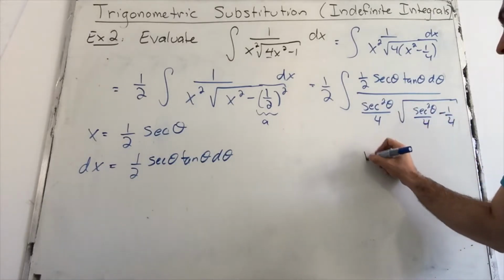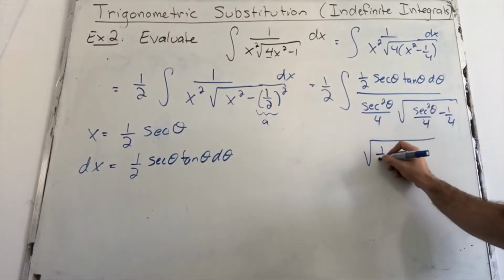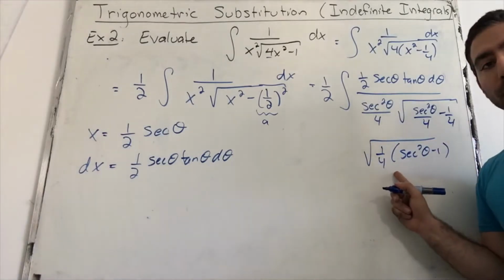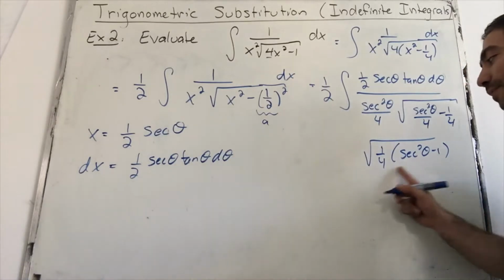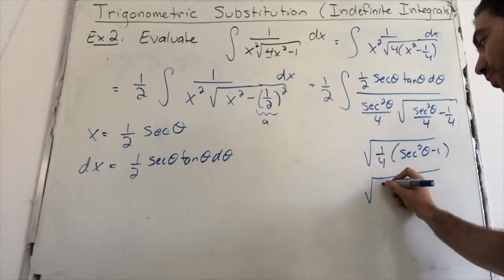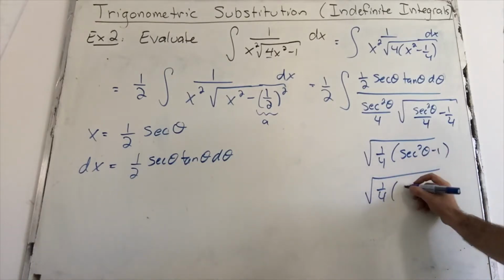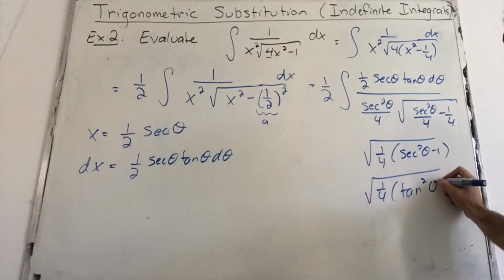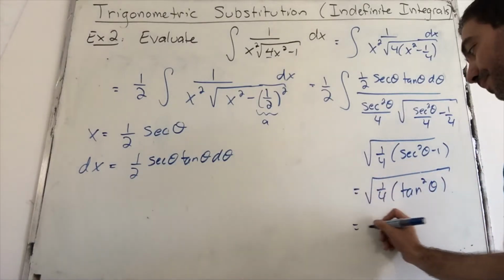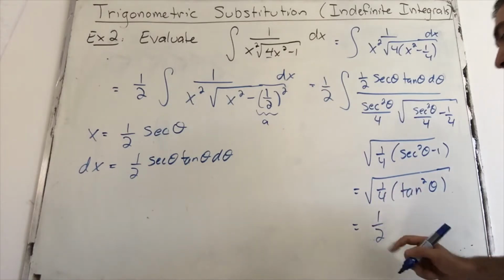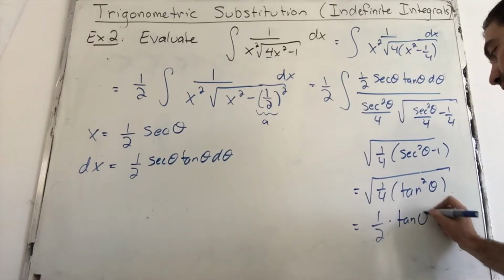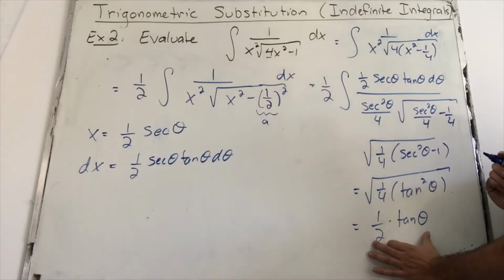Inside the root, I could factor out a quarter, leaving me with secant squared theta minus 1. This is what I want. The secant squared theta minus 1 is the property we knew we would have to apply at some point. So a quarter times secant squared minus 1 is just tan squared theta. Square rooting all this, the square root of a quarter is a half, because a half times a half is a quarter, and the square root of tan squared is just tan. So everything inside the root is just a half tan theta.